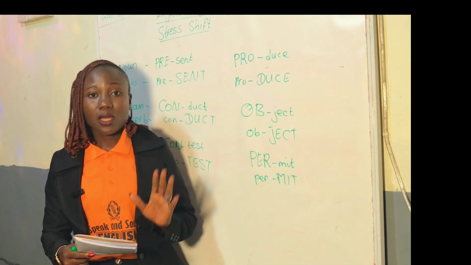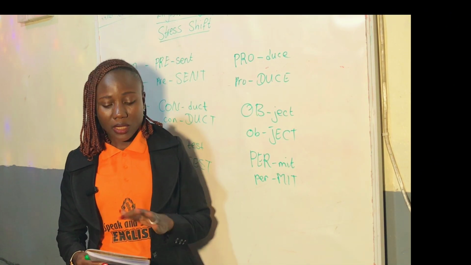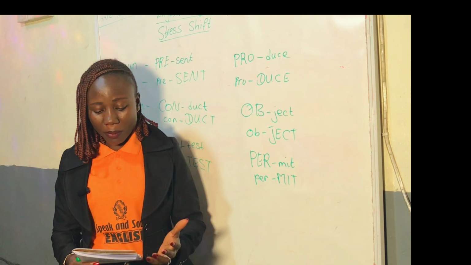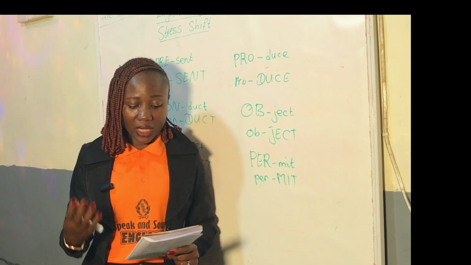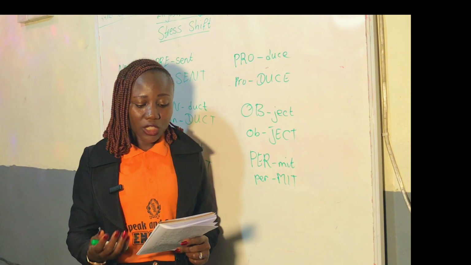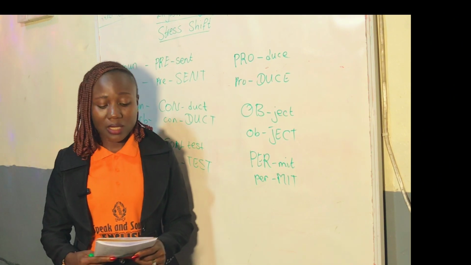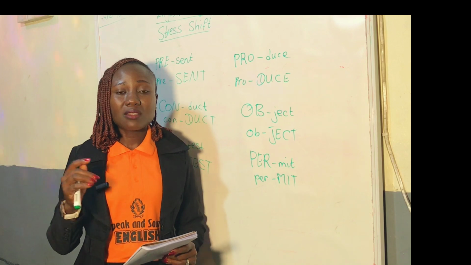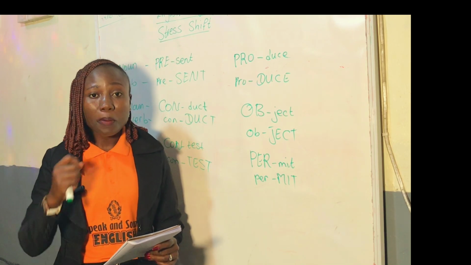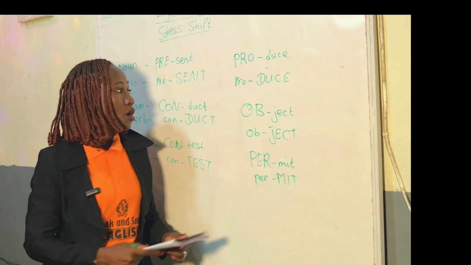And number 2 says permit and permit. My driving permit has expired, so the head teacher permitted me to go for a renewal. We'll take that sentence again. My driving permit has expired, so the head teacher permitted me to go for a renewal.